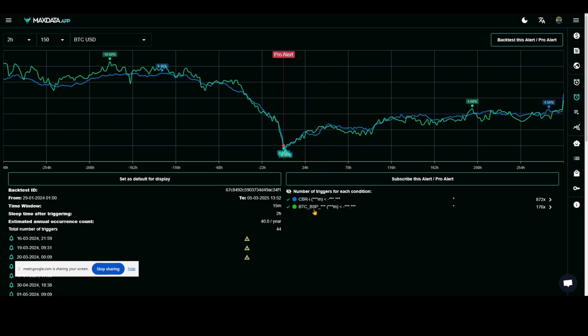So that's a 2-hour time frame backtest. When you're talking about that kind of percentage on a smaller time frame, that's pretty decent. Yeah, I think it's generally a good idea to watch what Coinbase investors are doing. So yeah, we've got this metric on MaxData. You can also set alerts on this metric.